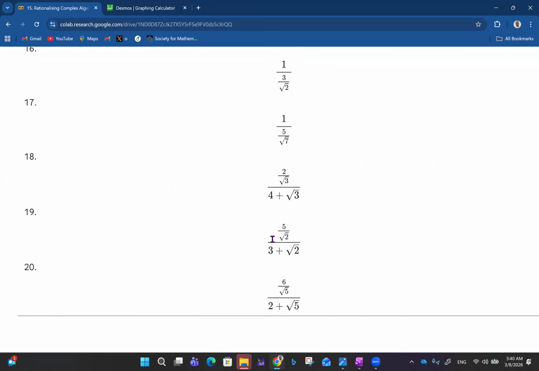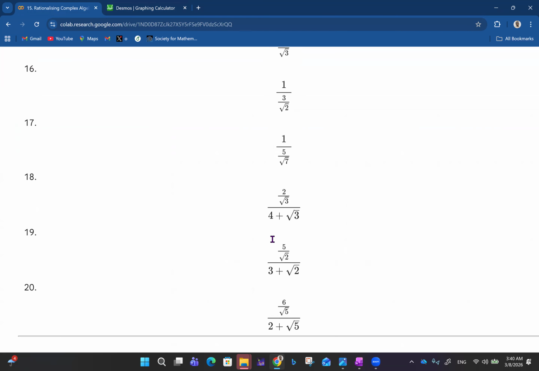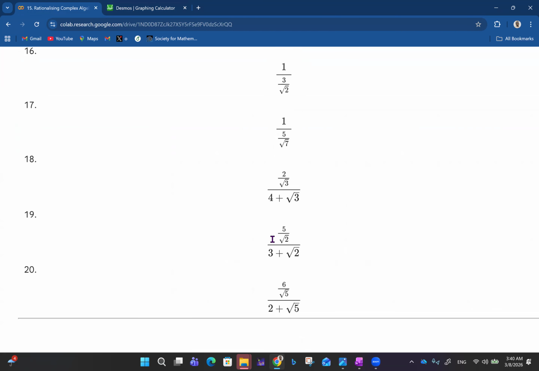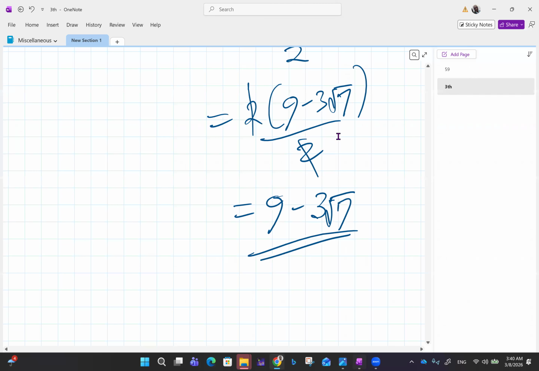From 11 to 20, we have the fraction issues. So let me see the craziest of them all. Let me just go for 20. So this time around, I have 6 over root 5 all over 2 plus root 5.